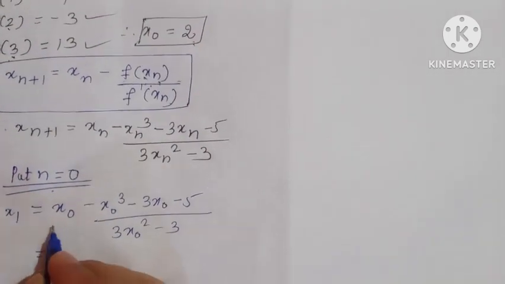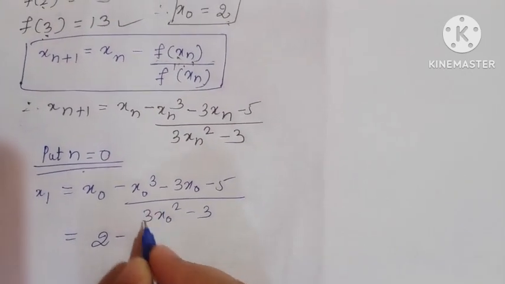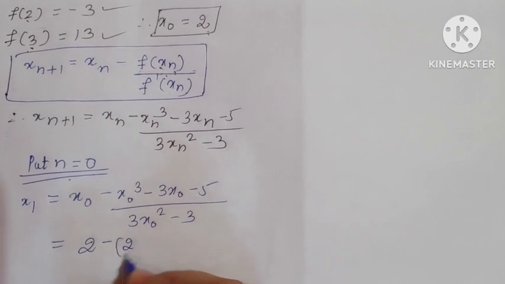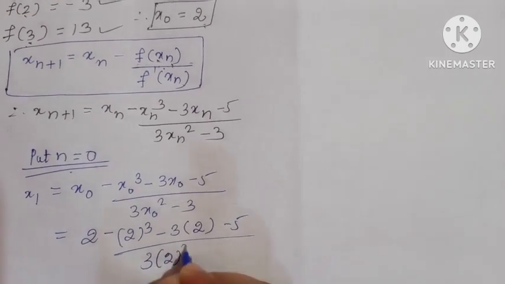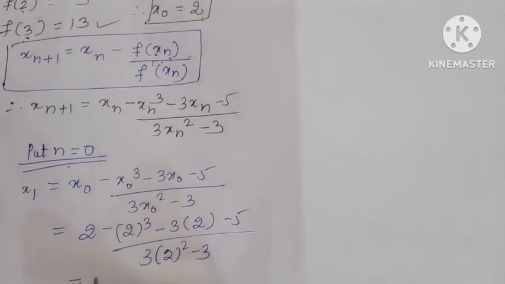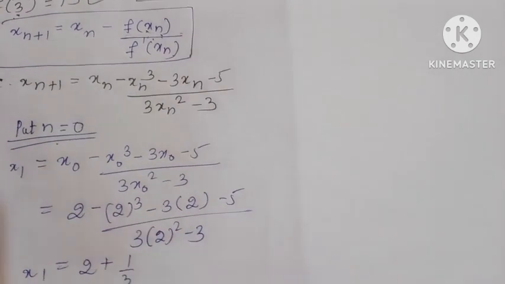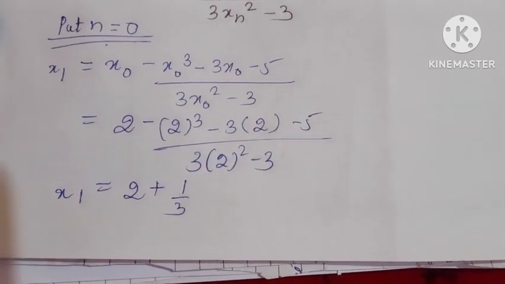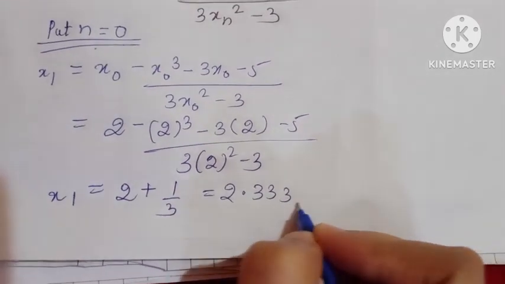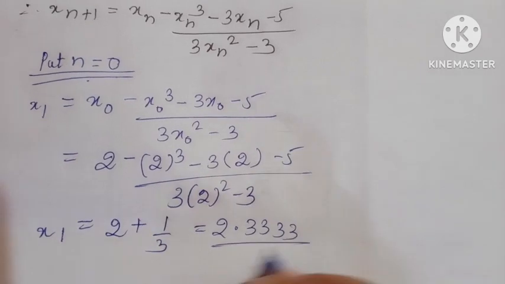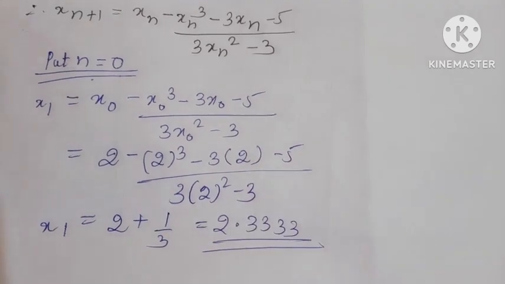Now tell me, x0 is given, see 2 minus x0 cube means 2 the whole cube minus 3 into 2 minus 5, divided by 3 into 2 square minus 3. Answer will be x1 we got 2 plus 1 by 3. So with the help of scientific calculator, you will calculate this. So your answer will be 2.3333 recurring. Up to 4 decimal you write. 2.3333. So we got x1.